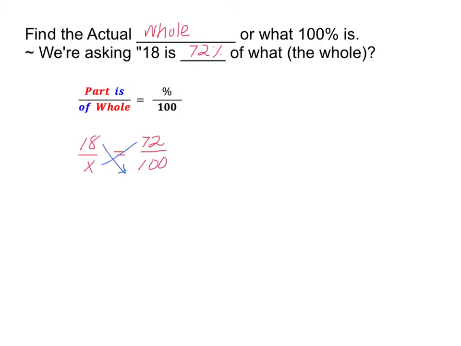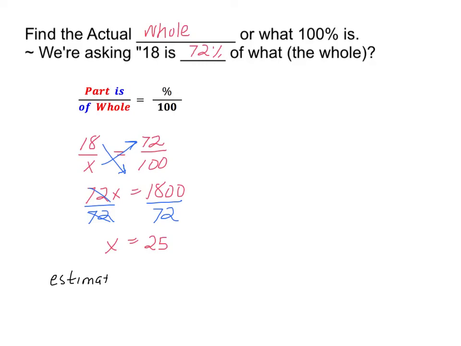Now I will go ahead and cross multiply, which is going to give me 72x equals 1,800. I'm going to need to divide by 72 on both sides of the equation to get that x alone. And that will give us x is 25. Now we say, how does that compare to our estimate? Well, our estimate was 24, so I think that means our answer is very reasonable.